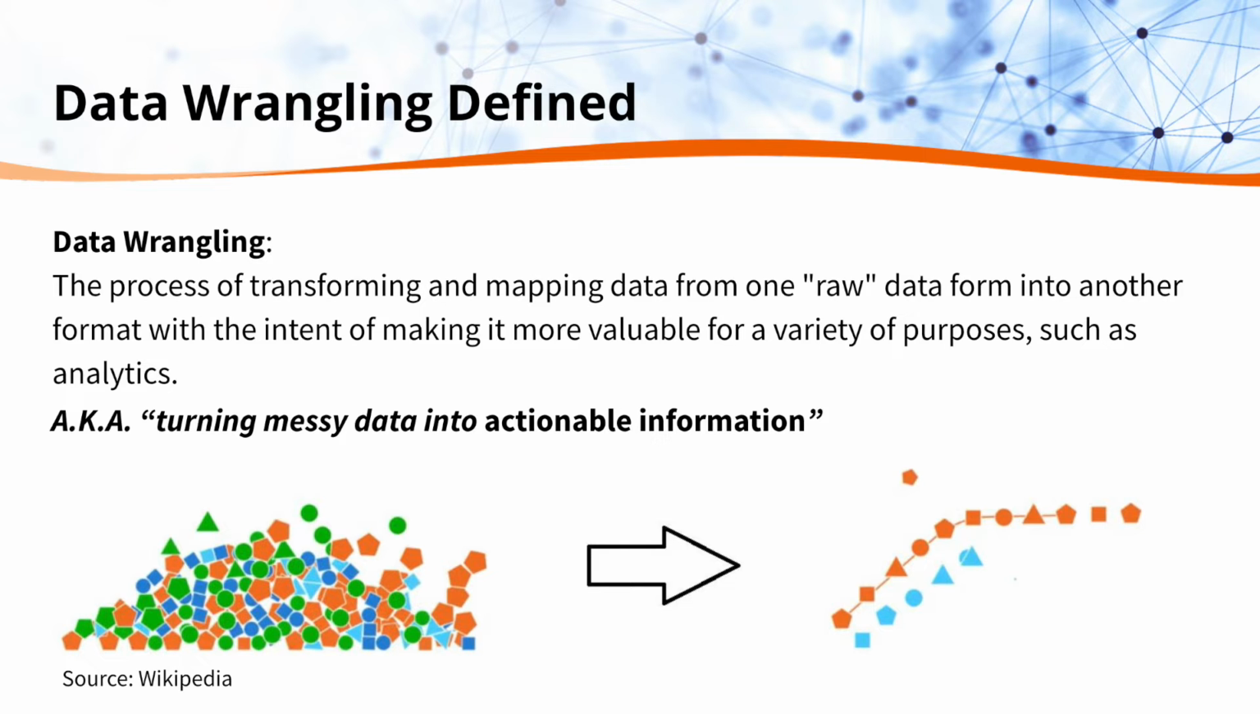So just a couple of words about the definition of data wrangling. According to Wikipedia, data wrangling is the process of transforming and mapping data from one raw data form into another format so that you can make it more valuable and useful for a variety of purposes. For example, analytics, reporting, querying, and so on. In other words, turning messy data into actionable information. And that's what we're going to explore today.